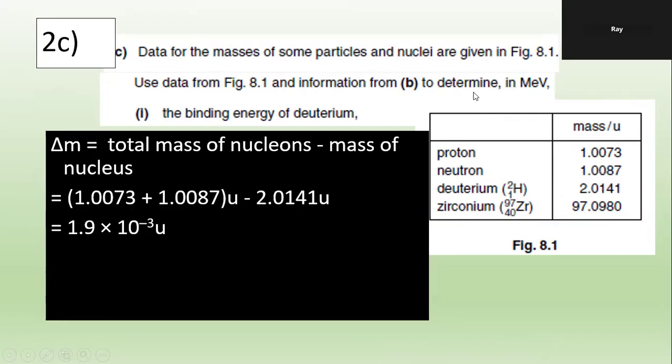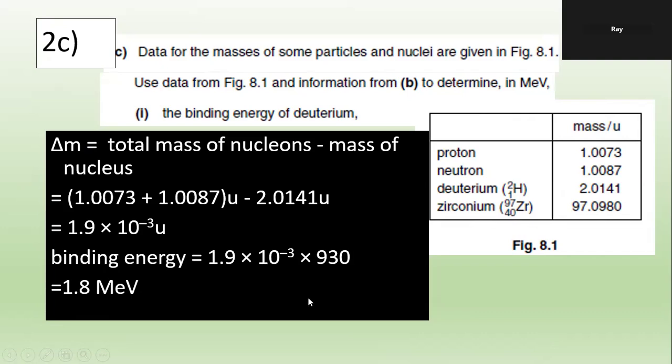You're supposed to determine in mega electron volt. So you have to derive it, then convert it. And 930, 1.8 mega electron volt. Can? Any comment?